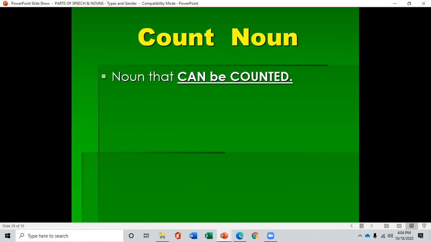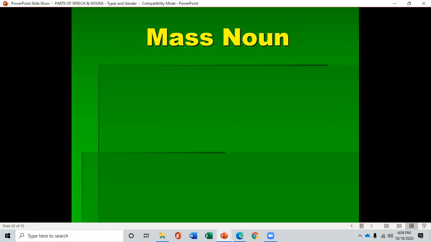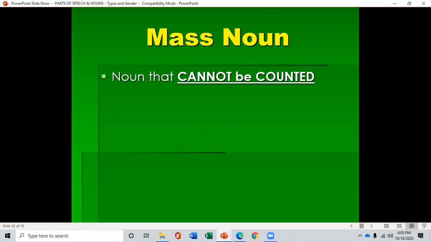Alright. Now, let's go to count noun. Ito yung mga nouns na nabibilang. Nouns that can be counted. For example, building. Okay, we can count building, cats, books, apples. Now, we also have mass nouns. Ito yung mga nouns that we cannot count. Okay, sometimes they are also called as uncountable nouns.